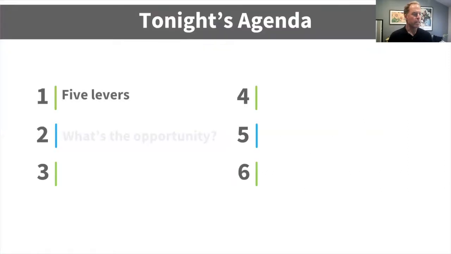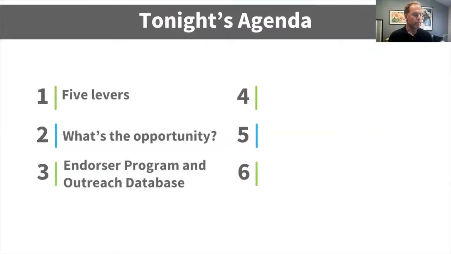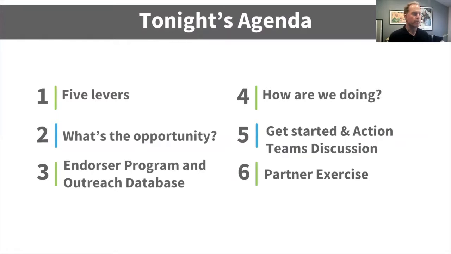So here's the agenda. We'll start off by going over the 5 levers of political will and how Grasstops outreach fits into the 5 levers of political will. You're probably already familiar with the 5 levers if you've been on some number of these CVT webinars. We'll start off by talking a little bit about the opportunity. Why are we doing Grasstops outreach and why is it important?